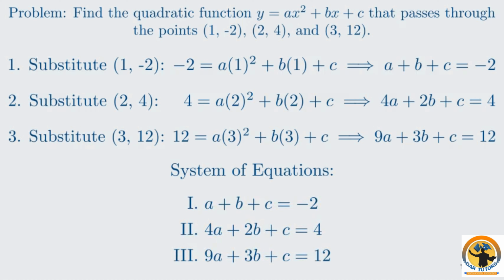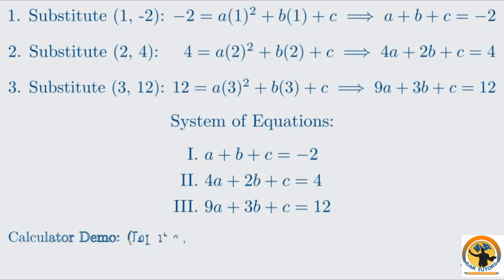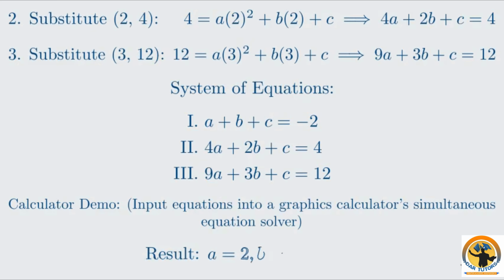Let's demonstrate how to solve this on a calculator. We navigate to the Equation or Solver app, select Simultaneous for a system of equations, and specify 3 unknowns. Then we input the coefficients from our equations. The calculator returns the solution: a = 2, b = 0, and c = -4.